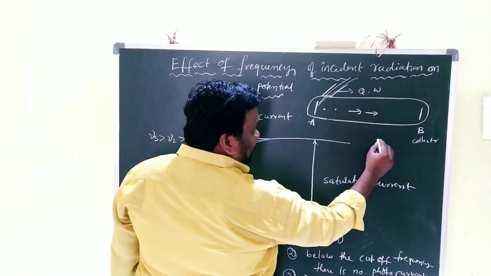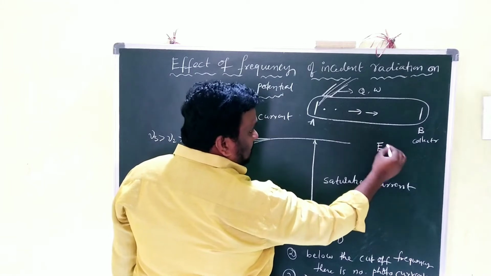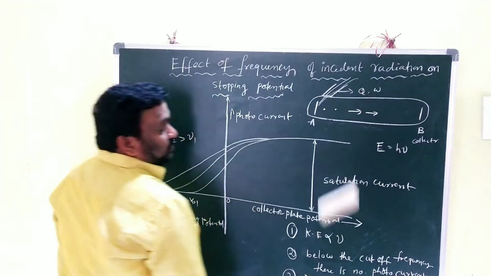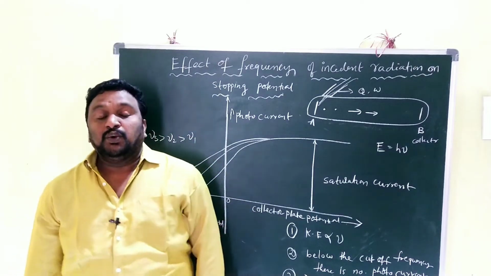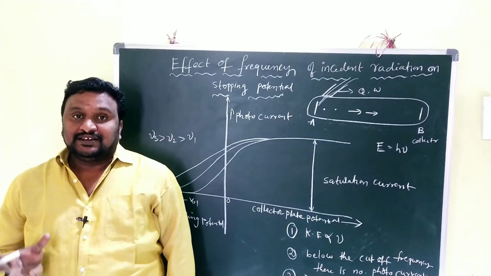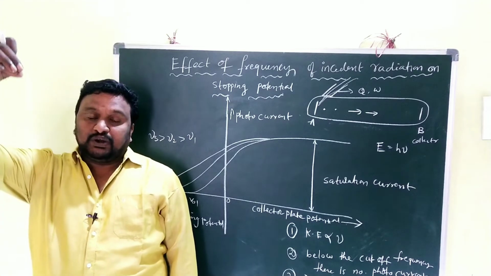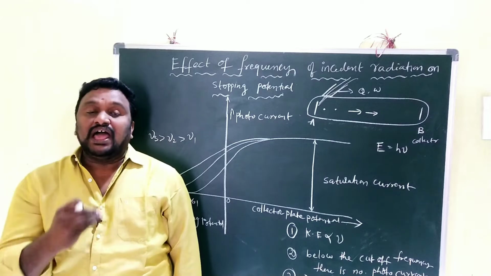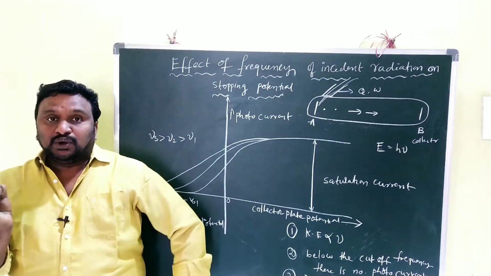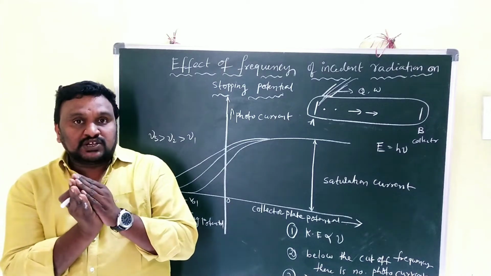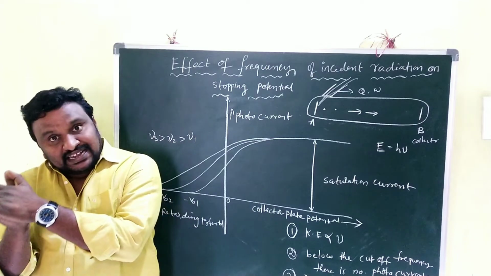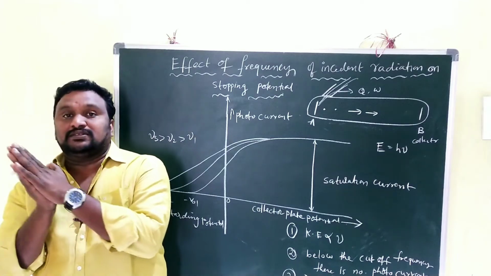The amount of energy falling on that metal is E equals h nu. What is h? Planck's constant. What is nu? Frequency. That means the energy incident on the metal surface will have some frequency. The light falling on the metal surface should have some frequency, and at the same time intensity and wavelength.